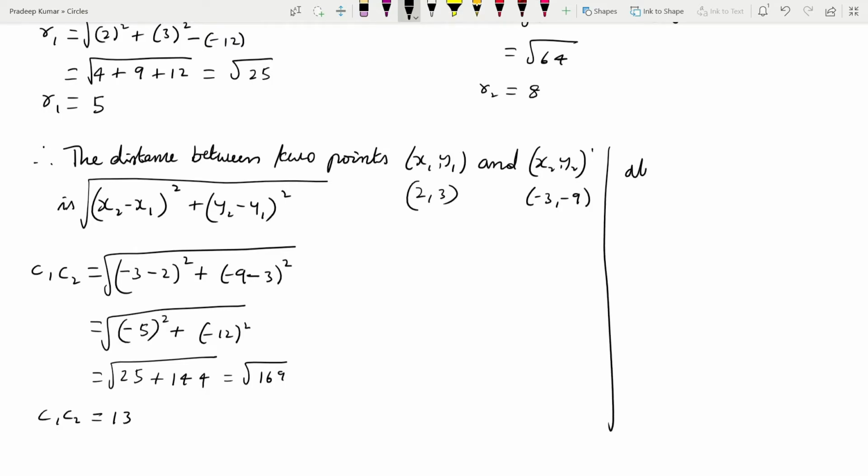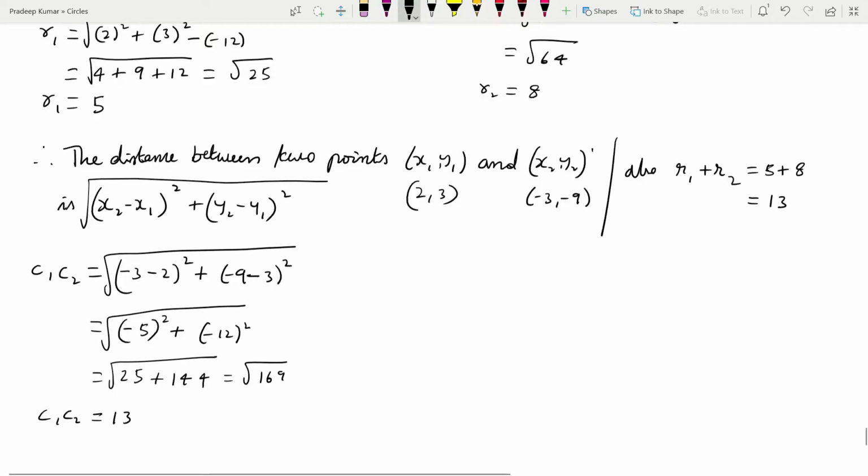Also, r1 plus r2 equals, so I'm just adding the radius 1 and radius 2, that is 5 plus 8. First radius we got as 5 here, and the second radius we got as 8 here. So 5 plus 8 will give the value 13. One thing we have to clearly understand: the distance between the two centers we got 13, and also the addition of the two radii we got as 13.